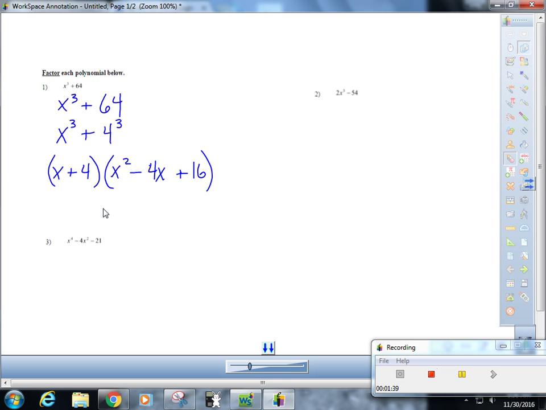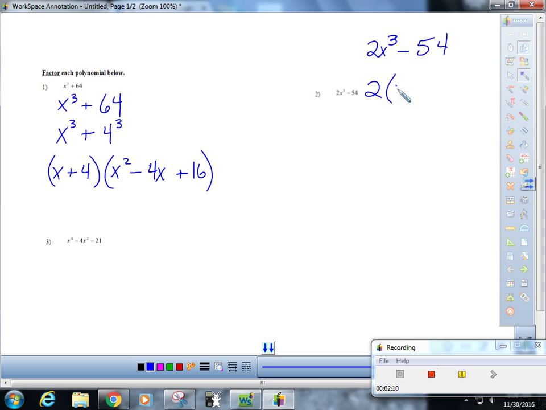Okay, over here to number 2. This says 2x cubed minus 54. Now this one is a little tougher, because 54 is not a perfect cube, and neither is 2 for that matter. So what do we have to do first? We've got to do a little bit of work up front.